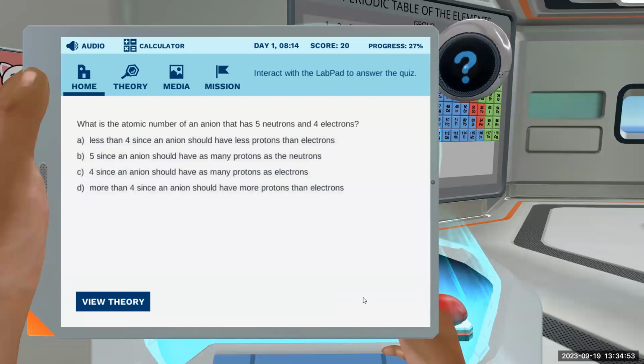What is the atomic number of an anion that has 5 neutrons and 4 electrons? Option A, less than 4, since an anion should have less protons than electrons. Option B, 5, since an anion should have as many protons as the neutrons. Option C, 4, since an anion should have as many protons as electrons. Option D, more than 4, since an anion should have more protons than electrons.